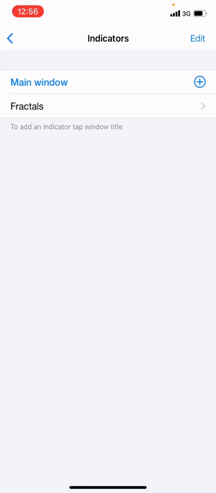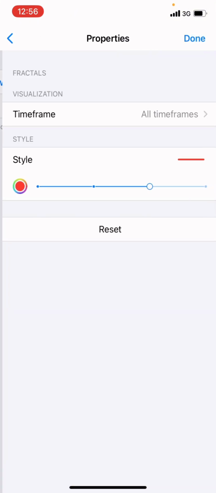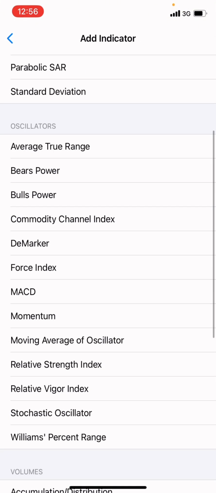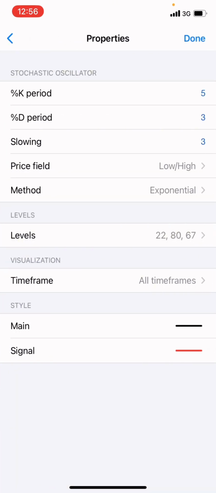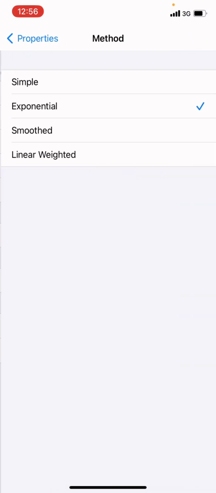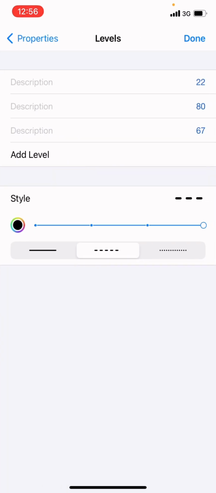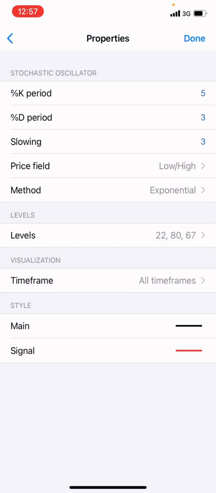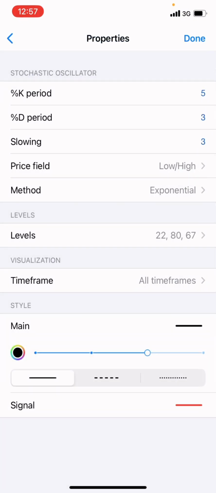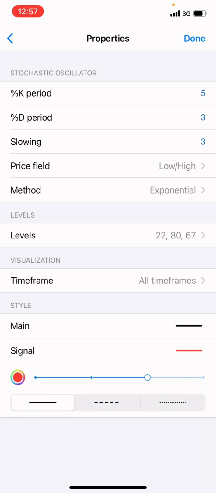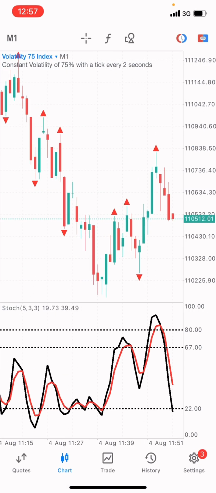The second indicator we are going to use is the Stochastic Oscillator. Put that on indicator window 1. The period is 5, the second period is 3, slowing is 3, price field low/high, method exponential. The levels you put on 22, 80 and 64. The style is going to be 4 pixels with the color black. Then you put the main on black at 3 pixels, the signal on red. Then you drag this line to the third line, put it on the first one, and click on done. Now this is the pattern and strategy we're going to use.